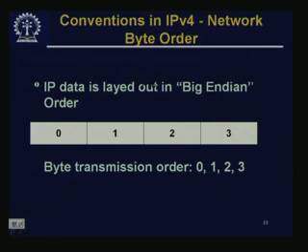Just one small point, that IP data is laid out in big endian order. That means byte transmission order is 0, 1, 2, 3. You know, big endian or little endian, which way you go, 0, 1, 2, 3 or 3, 2, 1, 0. In networks, this is the network byte transmission order.